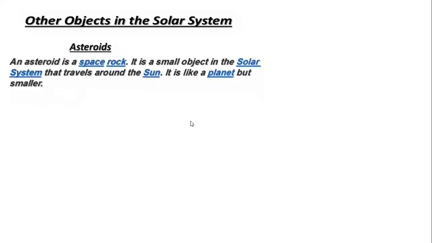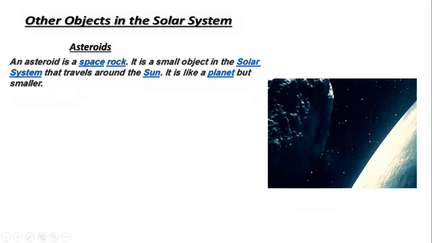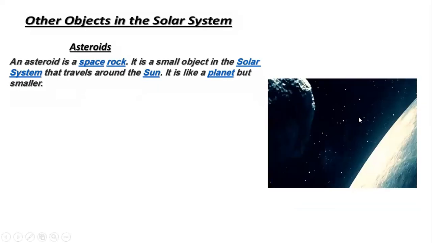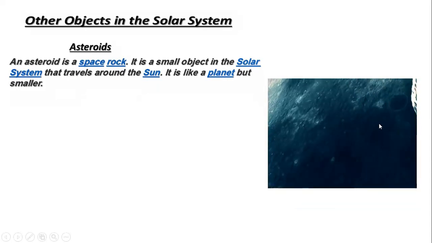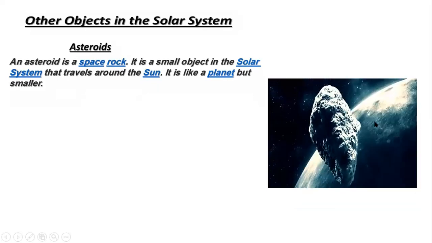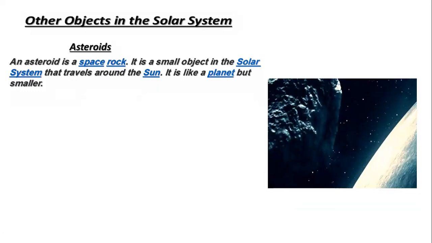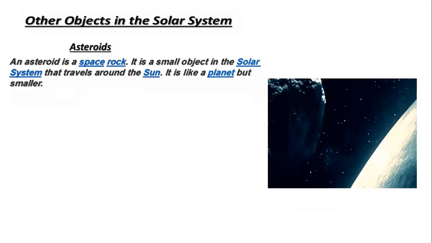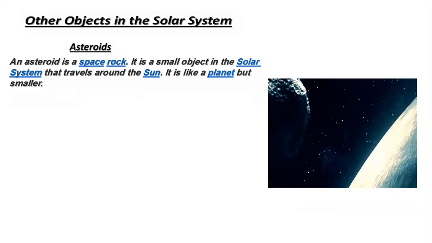Other objects in the solar system. Asteroids. You see here? This is the asteroid. An asteroid is a space rock. Look at the picture here. A space rock. It is a small object in the solar system that travels around the sun. It's like a planet but smaller.